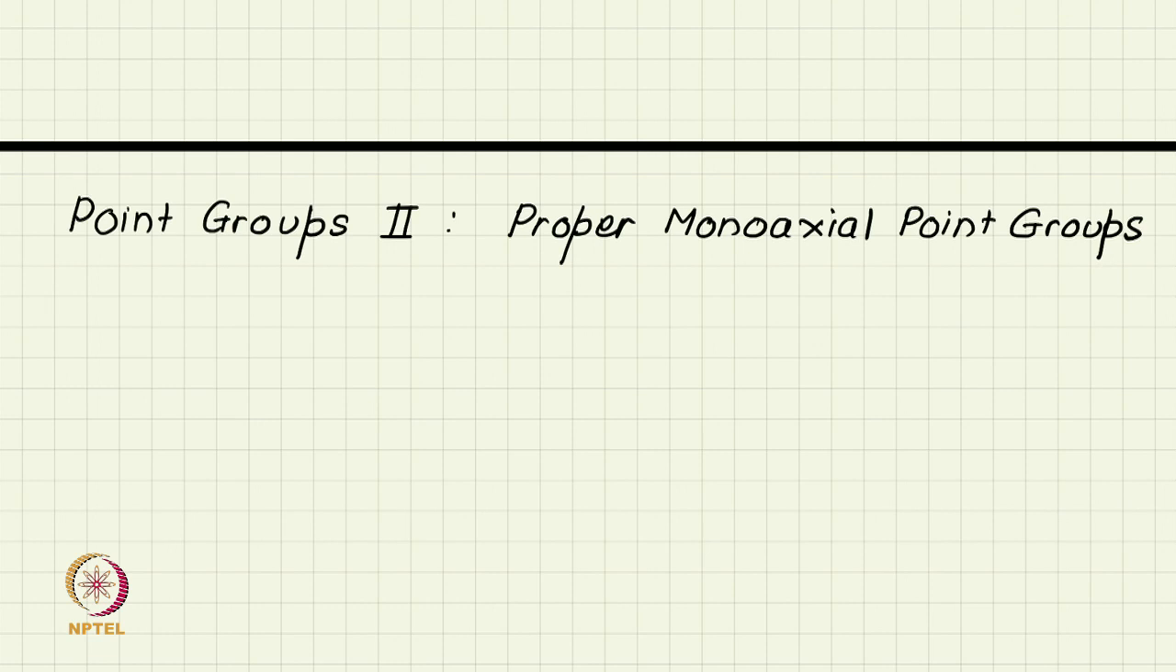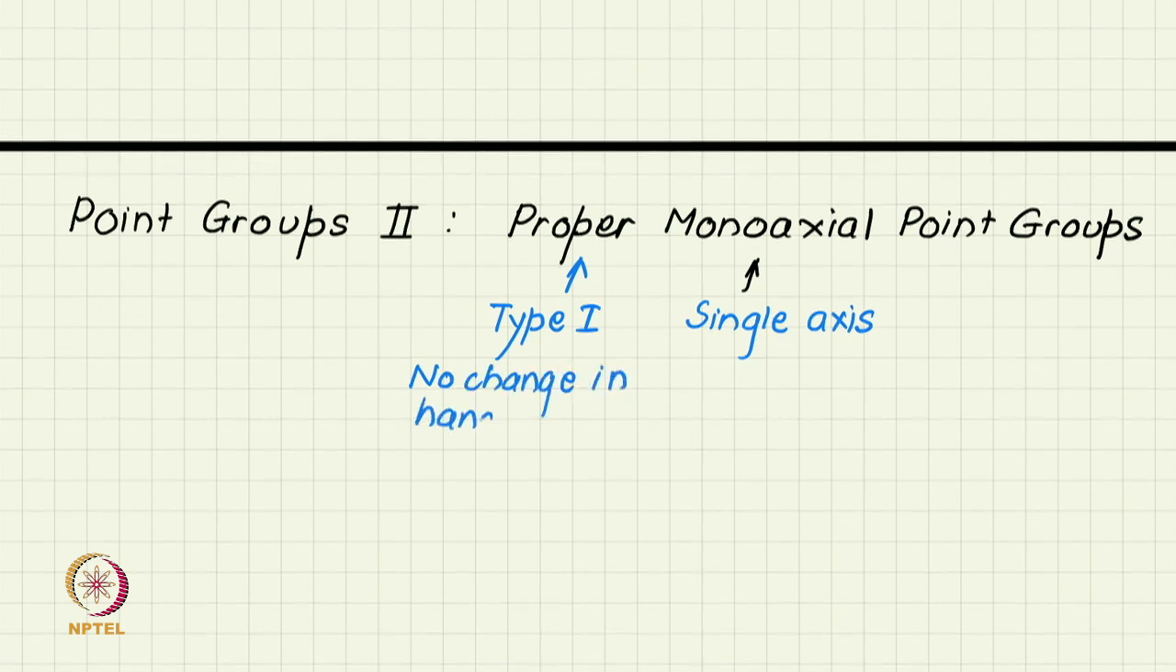In this video, we will discuss proper monoaxial point groups. By monoaxial, we mean that only a single axis is there, and by proper, we mean that only type 1 operations will be considered, that is, no change in handedness, which means that we will be discussing only the proper axes. There will be no roto-inversion axes.